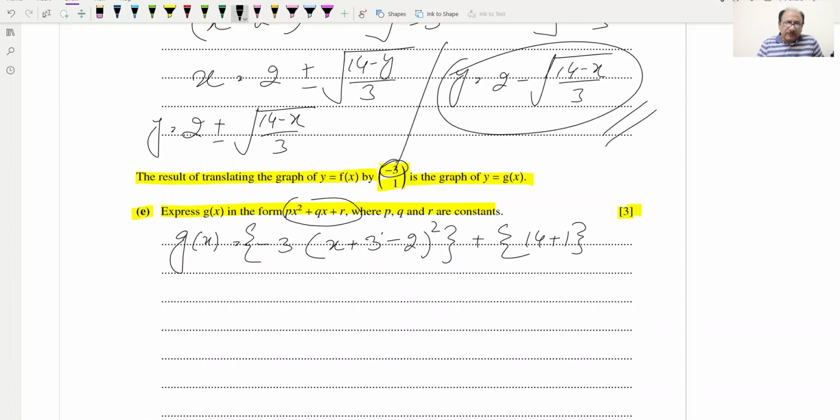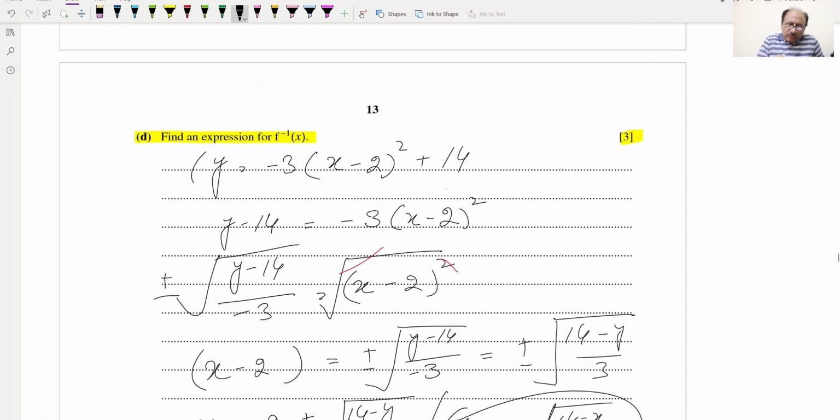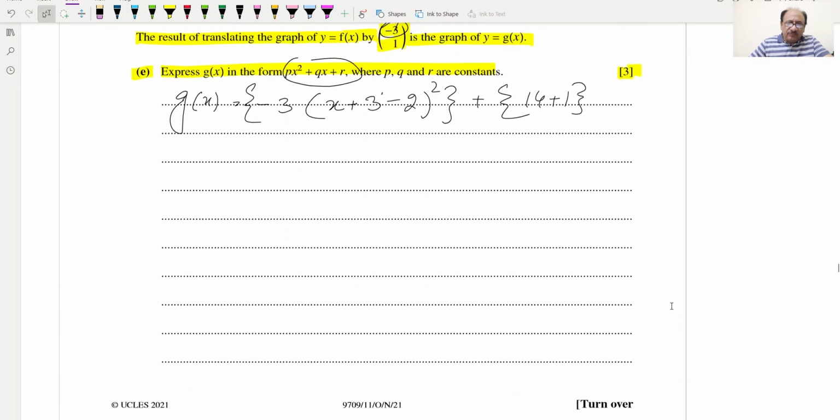Hopefully you understood this. The original equation was this one, which I have shown you, and we have applied the transformation. The transformation is minus 3 and 1. So this is the x value, it is minus 3, so we will be changing x to x plus 3, and this one we will be adding with 14, and we will get the transformed equation, which is over here, which I have written.